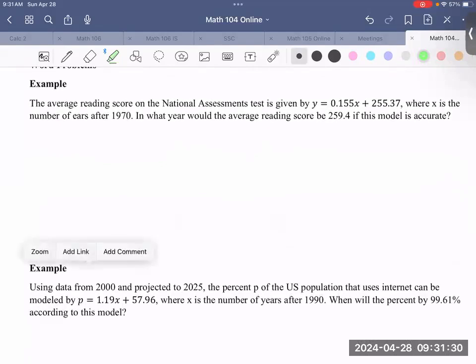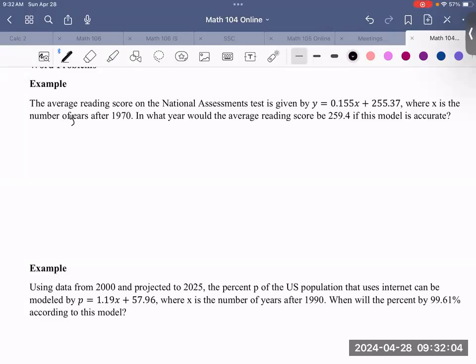For an example, it says the average reading score on the National Assessment Test is given by y equals 0.155x plus 255.37, where x is the number of years after 1970. In what year would the average reading score be 259.4 if this model is accurate?